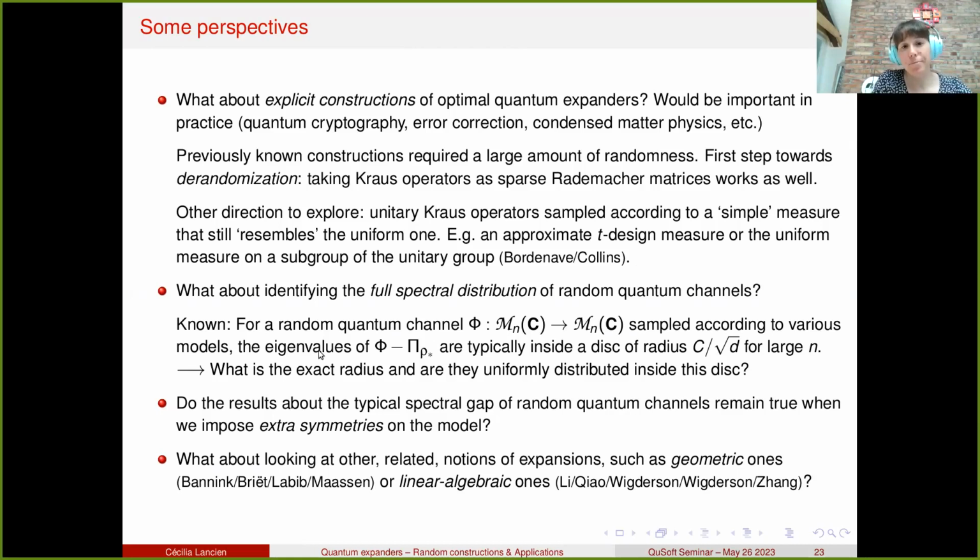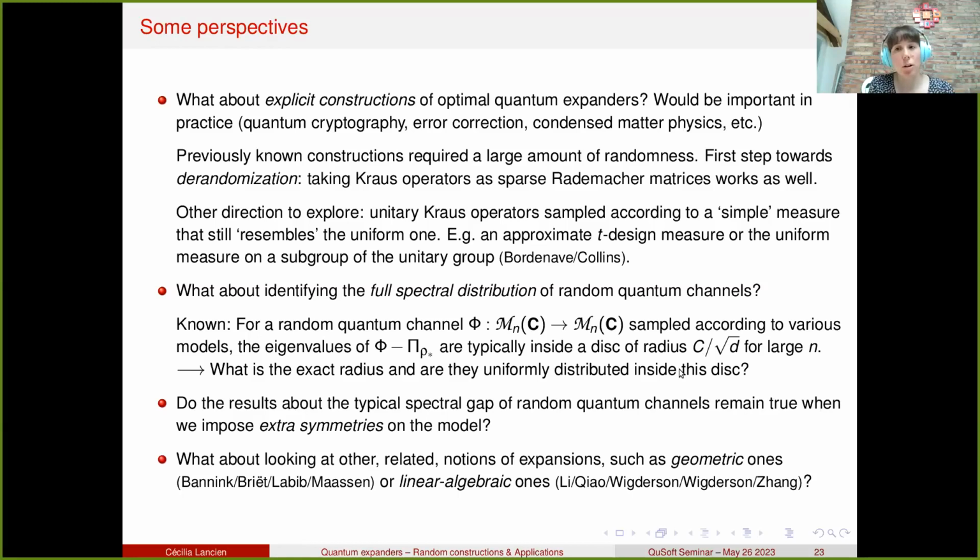A second one, which is much more of a mathematical question, I don't know if it's interesting from a physical point of view, is to try and identify the full spectral distribution of random quantum channels. Because what we've seen here is that if I have a random quantum channel sampled in a very general way, then if I look at the eigenvalues of my quantum channel phi minus the top one, they are in a disk of radius of order 1 over square root of d for large n. But you can ask, what is this exact radius? What is the exact constant here? And inside this disk, are the eigenvalues uniformly distributed?